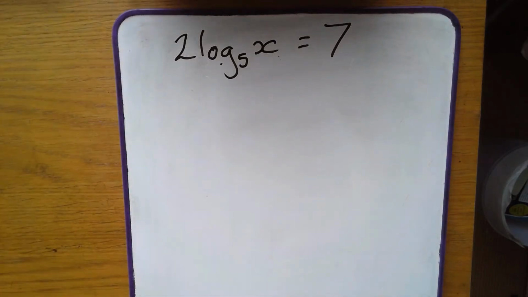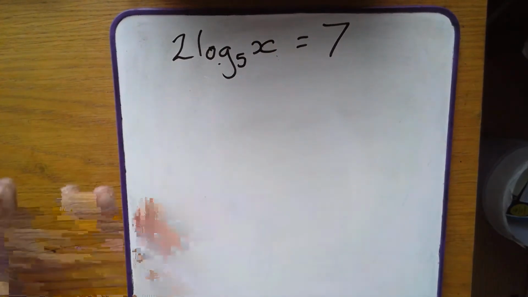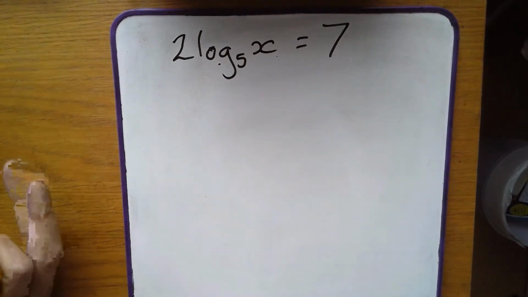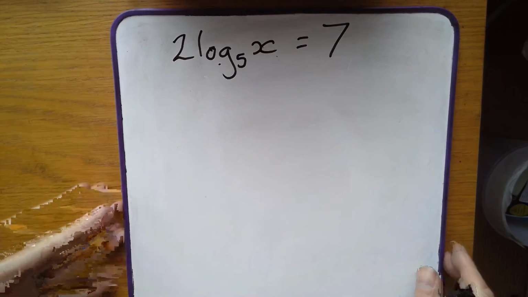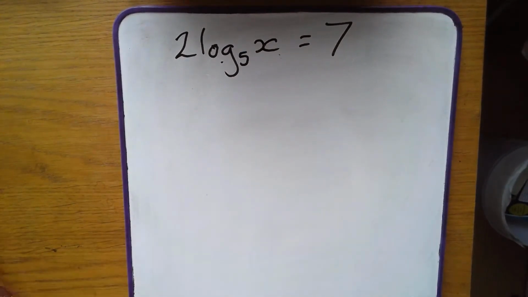Right, so we're going to look at solving equations. So there's an unknown x, but they're wrapped into logs in some way. So let's go through a few examples, and we'll deal with the issues that come up as we go along. So I've got 2 log base 5 of x equals 7.